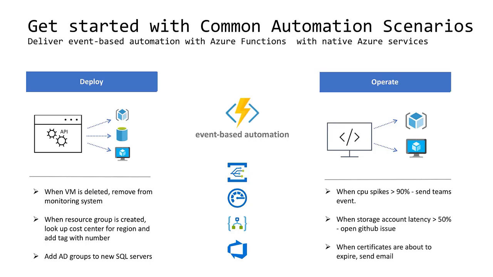It's really cool. Another example on the left here, in the realm of deployment automation, when a resource group is created, look up the cost center for a region and tag it with a number, right? So we see some tagging capabilities in Azure Policy. And again, if you needed to go deeper, this might be one case. And one of the things that I'll show you today, I have an open source, basically a GitHub project that you guys can get to.